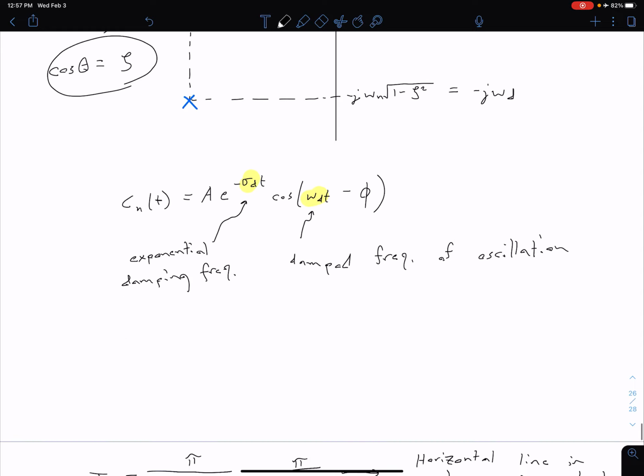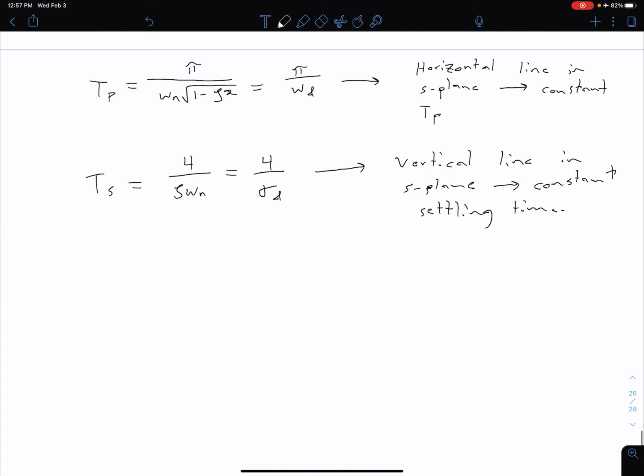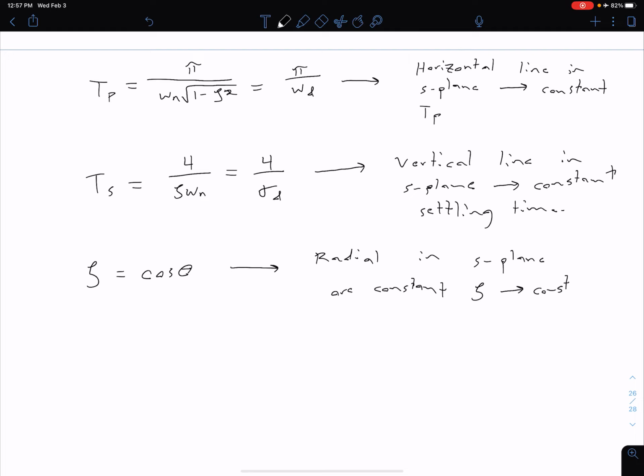As long as they're on that same vertical line, they'll have the same settling time. So finally, we can talk about our damping ratio, which we said is equal to cosine of theta. And so what this tells us is that radial lines with the same angle theta are going to have the same damping ratio. So radial lines in our s-plane are constant damping ratio, and that also means that they're going to be constant percent overshoot, because remember, those two are related and only depend on one another.